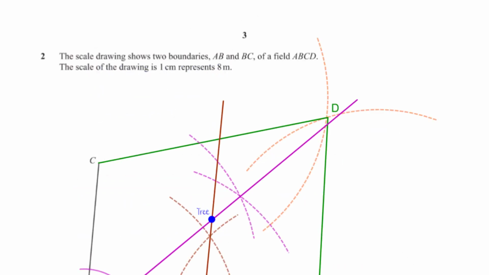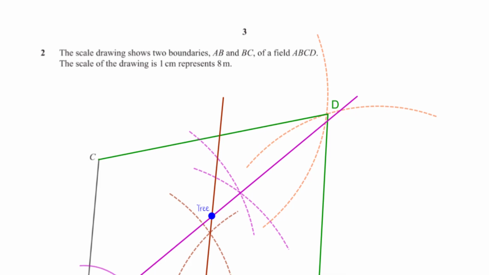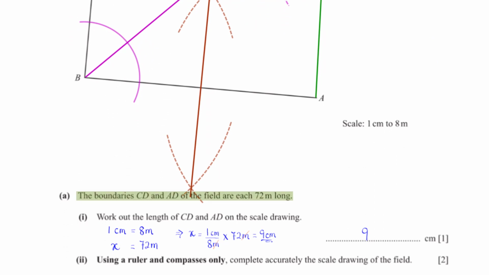The scale drawing shows two boundaries, AB and BC, of a field ABCD. The scale of the drawing is 1 centimeter represents 8 meters. The boundaries CD and AD of the field are each 72 meters long. Work out the length of CD and AD on the scale drawing. First, we set up the conversion ratio based on the given scale conversion. When we cross multiply and make x the subject, this is what we have, which is equal to 9 centimeters.